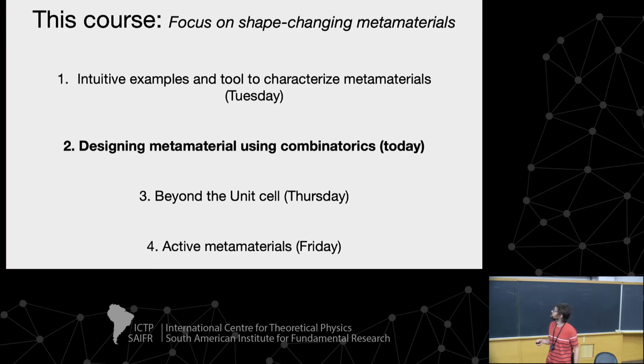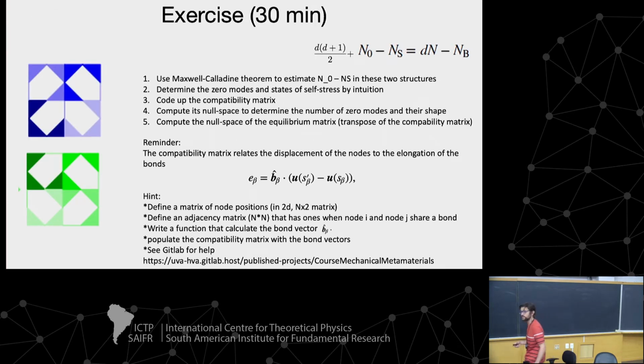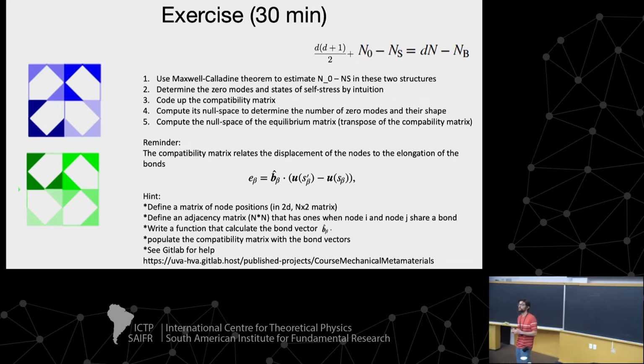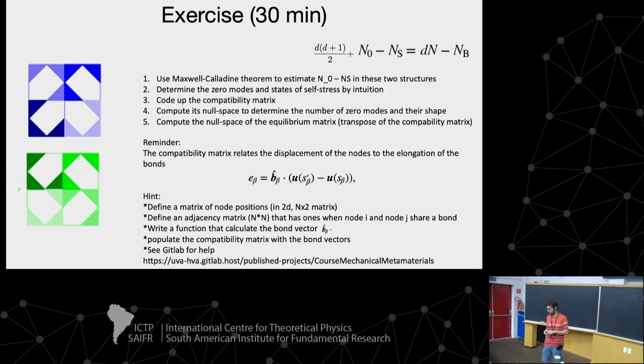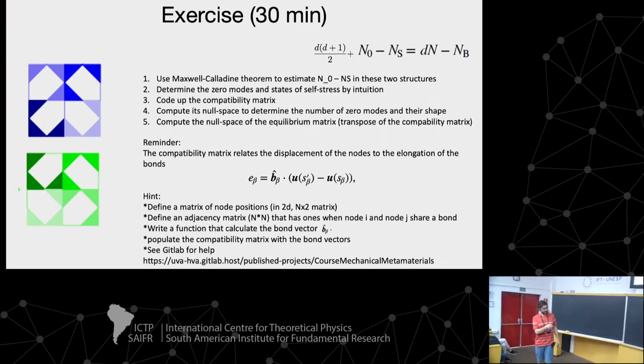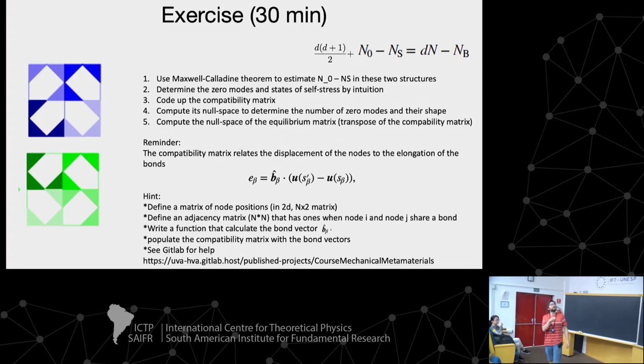But before that, I'd like to come back to this and ask whether there is any question on this, or even on the lecture of yesterday, if there are remaining questions or things that were unclear. So as a reminder, we essentially introduced a tool to characterize in how many ways these objects, for instance, can deform without stretching any of the bonds. And I asked you to try to do that numerically through this compatibility matrix.